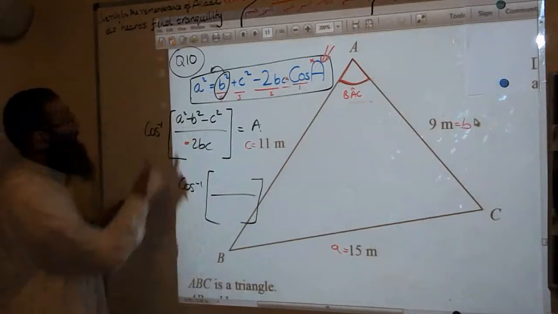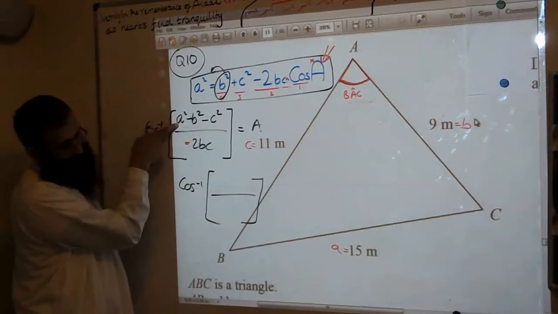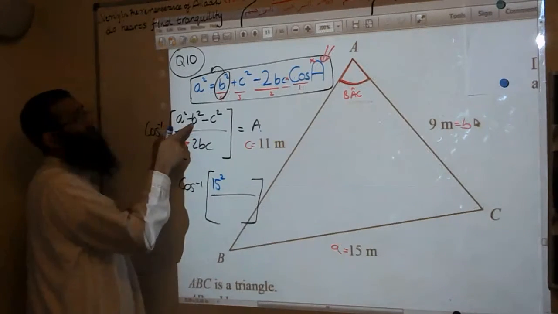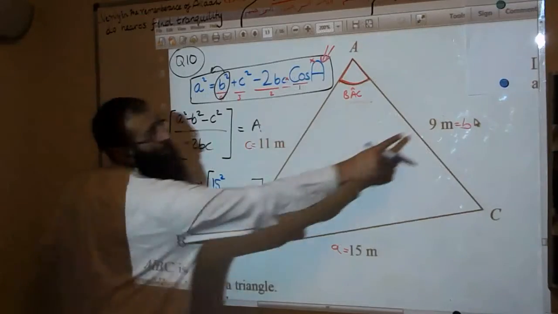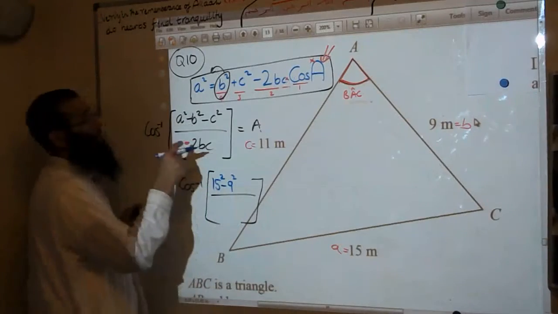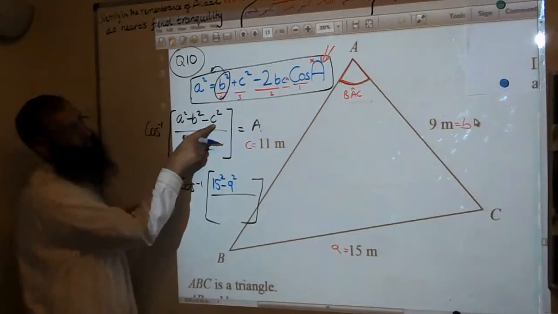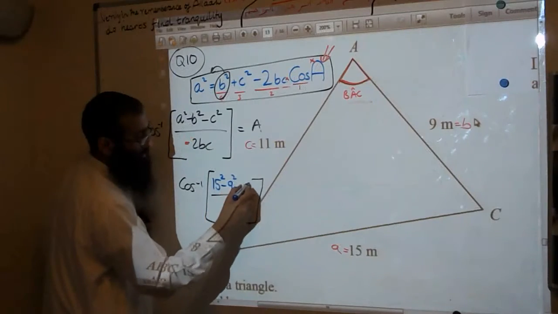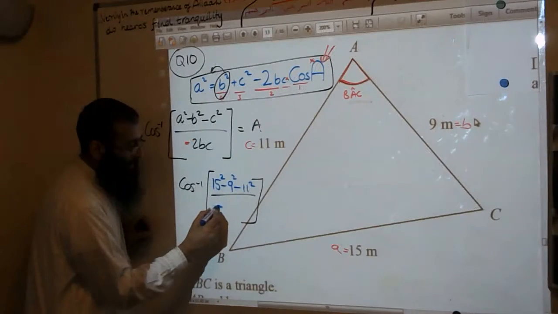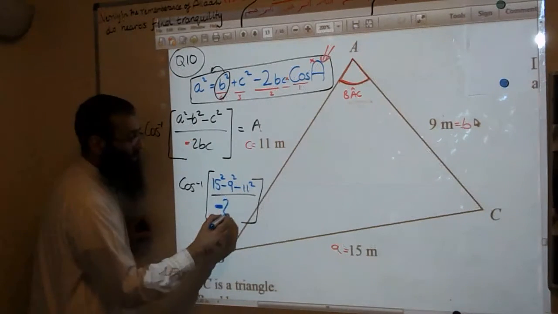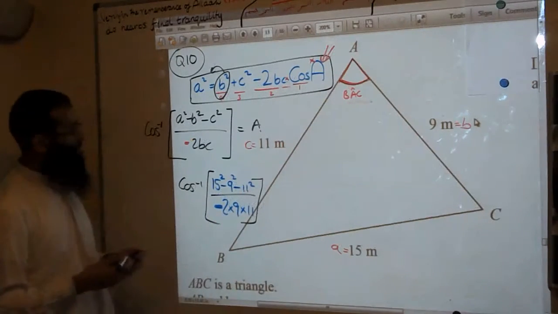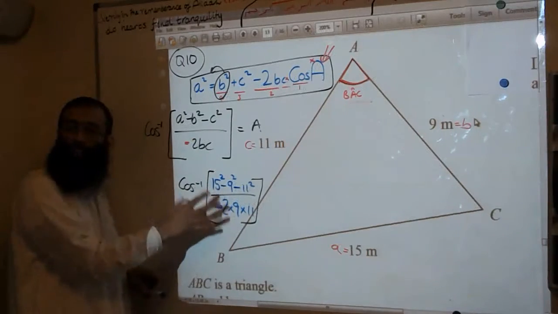Okay, Mr. Omar, what's the A value? 15. So A squared is 15 squared minus the B squared. Ramiz, what's B? B is minus 9. So it'll be minus 9 squared. Okay, Mr. Idris, what's the C value? C value is 11, so it's minus 11 squared. On the bottom I have a big fat minus here. Minus 2 times the B value, 9, times the C value, 11. Lovely.